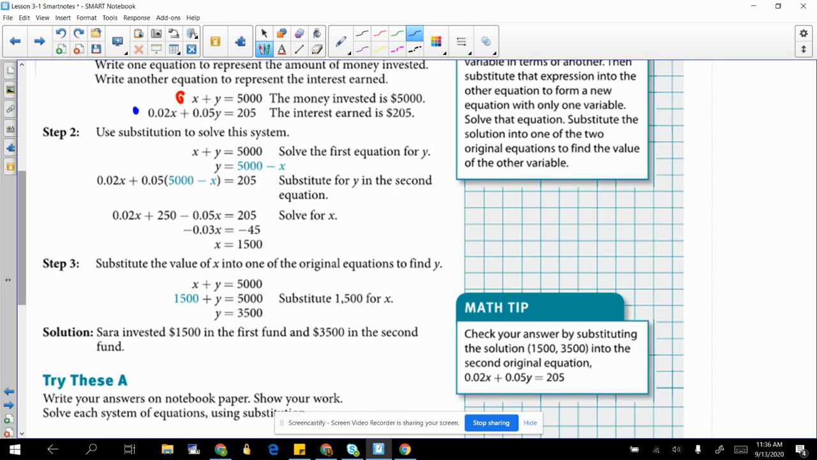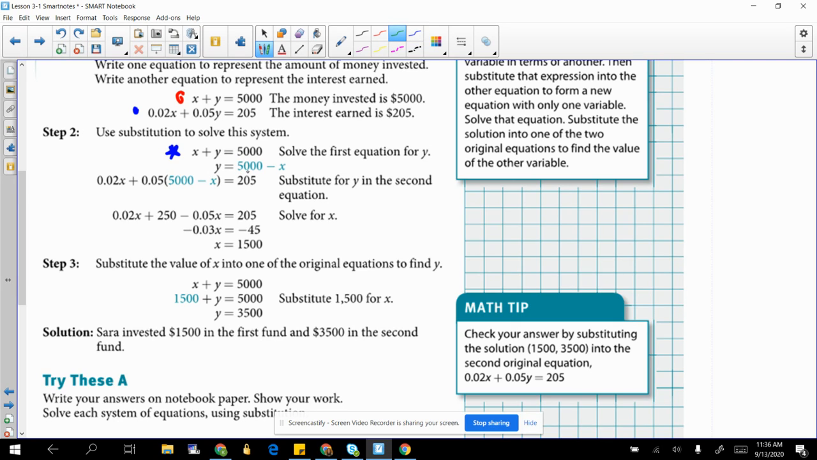All right, so now we're going to actually solve this using substitution. And the first thing, like I was saying, that you want to do is get one of the variables by itself. So that's what they did here. They chose the first equation, again, simply because it was easier, okay? And they just subtracted x over to get y by itself. So now they know that y equals 5,000 minus x, okay?